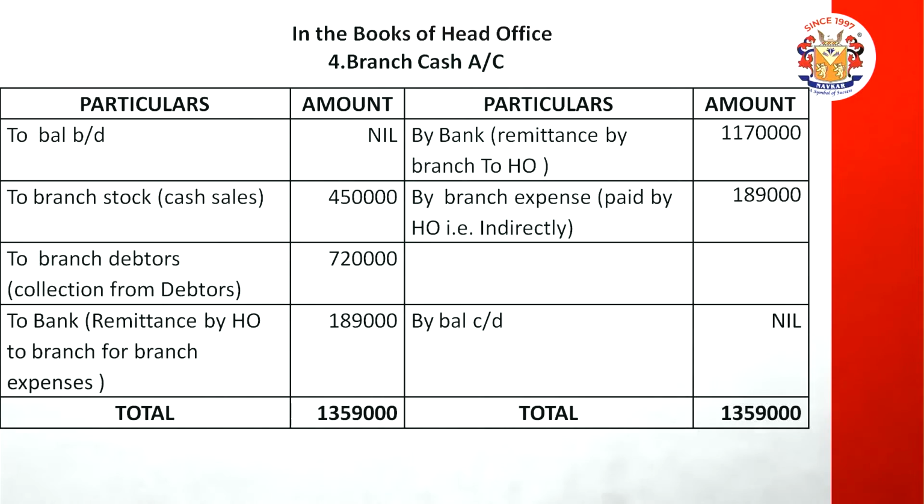Ultimately, out of 1,89,000, branch expenses will be paid. So indirect branch expense will increase and branch cash will reduce. The journal entry regarding this transaction will be: branch expense account debit 1,89,000 to branch cash account 1,89,000. It is nothing but branch expense paid by head office indirectly. Mind well.